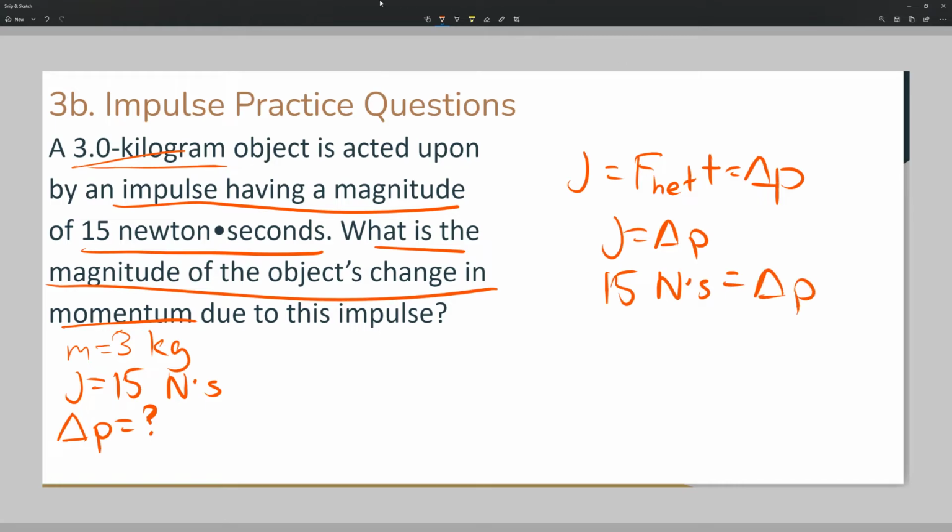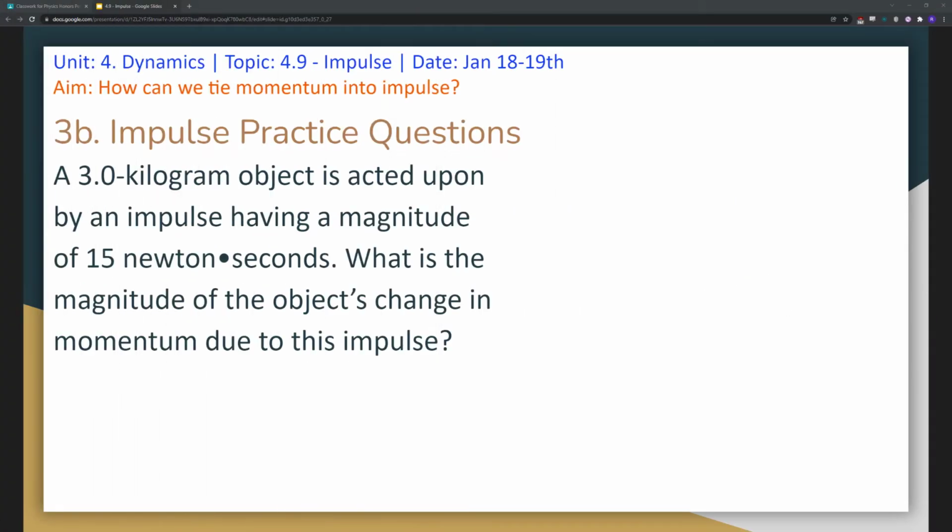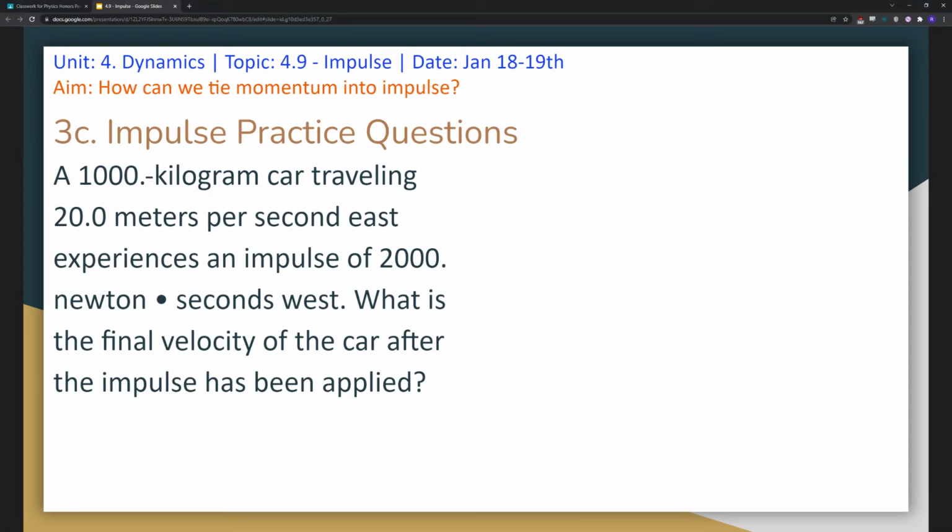And that's it. That's the answer, right? The literal definition of an object's change in momentum is your impulse. Impulse describes your change in momentum. That's it. That's the question. No math needed.